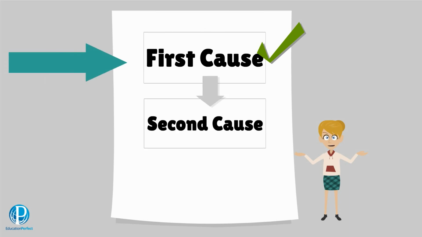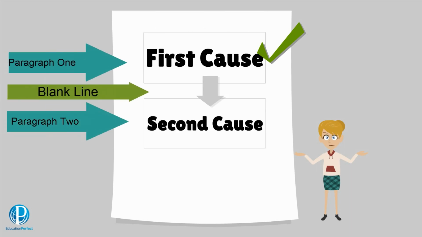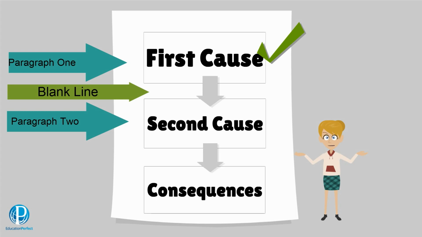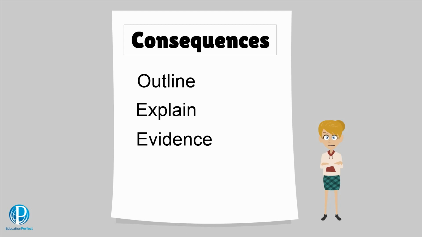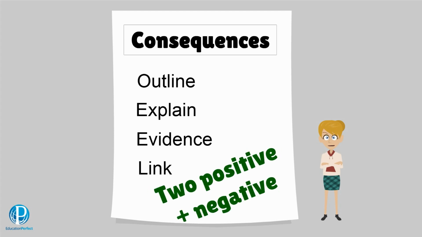Remember to separate each cause and consequence into its own paragraph, and make sure each paragraph is separated by a blank line. When you have written about all your causes, it's time to write about the consequences of your historical event. Now this is easy, just do exactly what you did for the causes. Outline your consequence, follow it with a few sentences to explain it, use lots of evidence to back up your point, and link it back to the question. Remember that you need to write at least 2 positive and negative consequences of your event. Excellence will require you to examine many consequences in great detail.